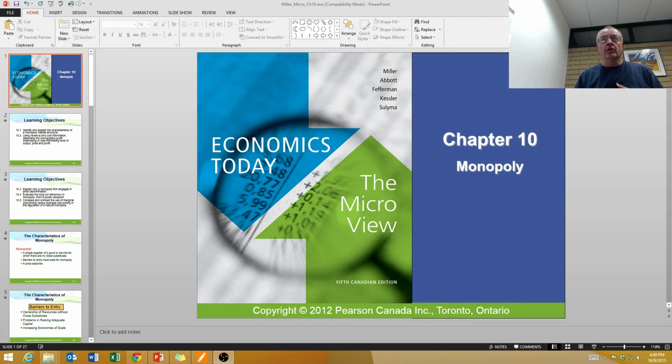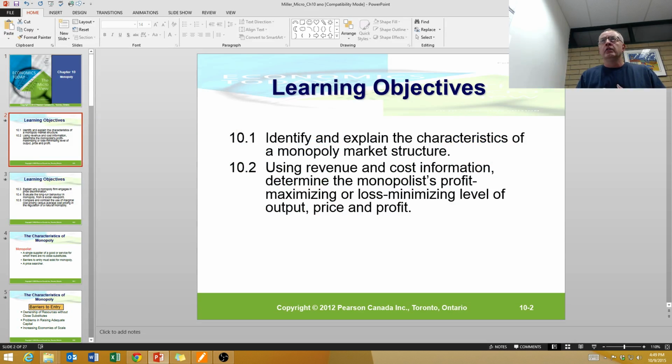Hello, everybody. Off we go to Chapter 10, which is about monopoly. In Chapter 10, we look at the distinguishing characteristics of monopoly. Then we look at determining the optimal quantity of output, and we know that that's going to equal the point where marginal revenue equals marginal cost.